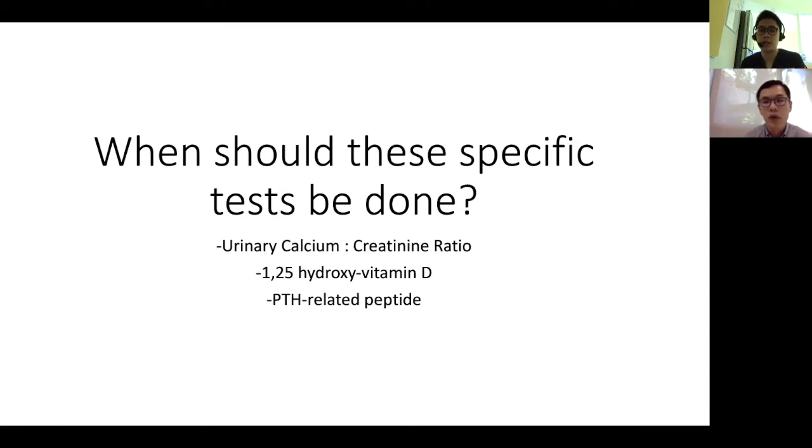Process, then sometimes having that information may guide your management in this regard. Yeah, that's right. In terms of the cost, I'm not very sure of the exact price of the two tests, unfortunately. Okay, no worries. Thank you.